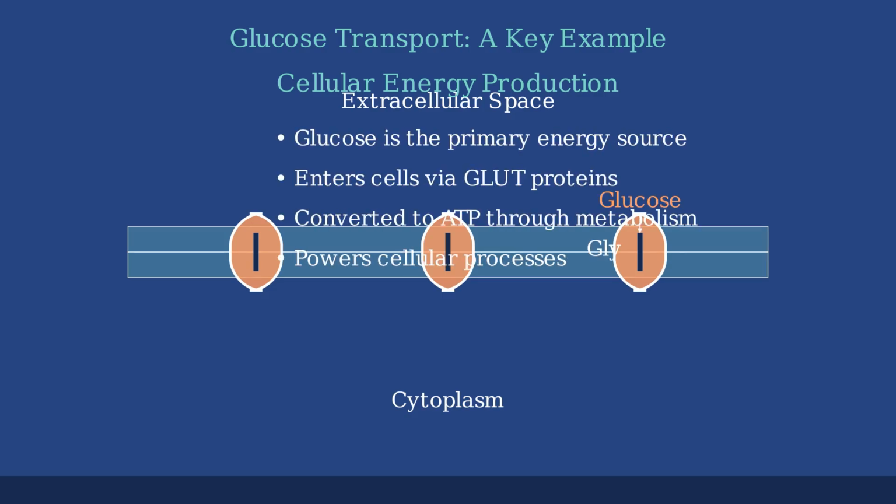Once inside the cell, glucose enters the glycolysis pathway, eventually producing ATP, the energy currency of cells. This energy powers everything from muscle contraction to neuron firing to cell division.